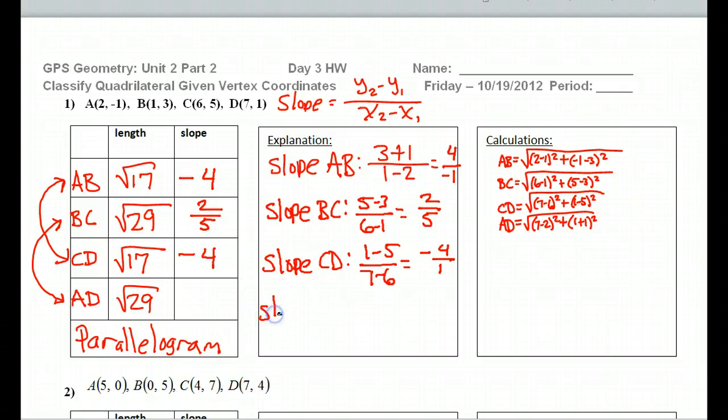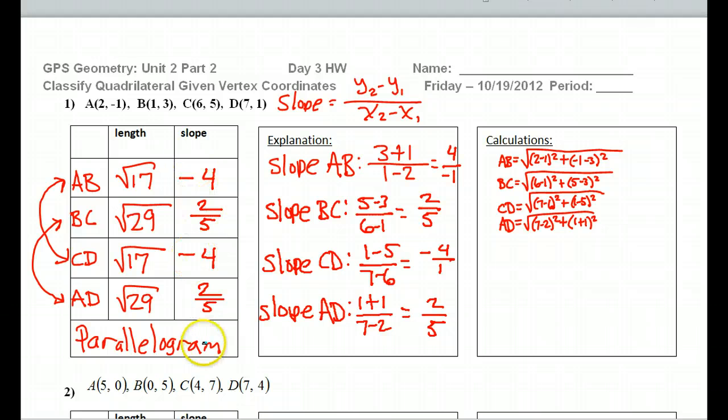Last one, slope AD. So that should be 1 minus -1, or 1 plus 1, and then 7 minus 2. Alright, so that is going to be 2 over 5, just like we got on the other opposite side, so 2/5.